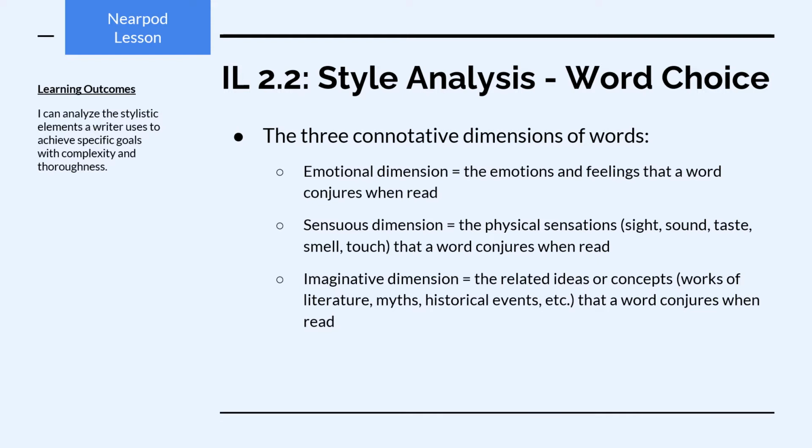First of all, its emotional dimension, the emotions and feelings that a word conjures or connotes when it's read. The sensuous dimension, which are the physical sensations, the sights, sounds, tastes, smells, and touches that a word connotes when read. And lastly, the imaginative dimension. This is all the related ideas or concepts, whether it's different works of literature or different characters from literature, various myths, historical events, or any other related ideas that word communicates when you read it.